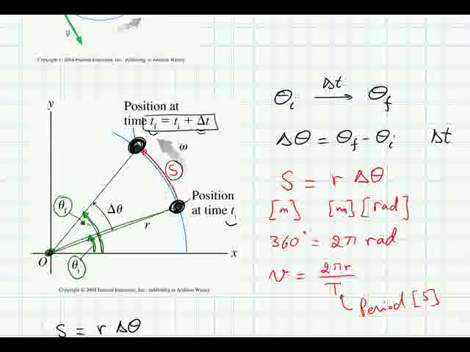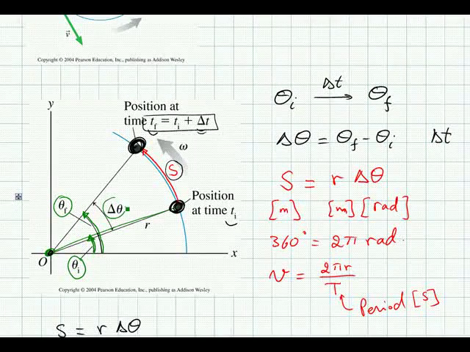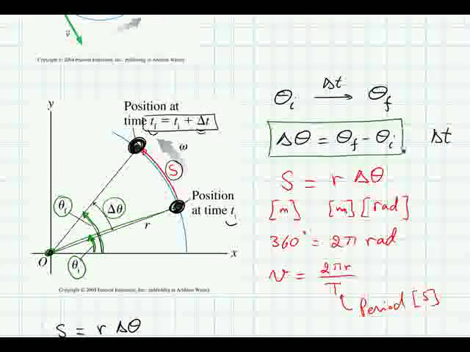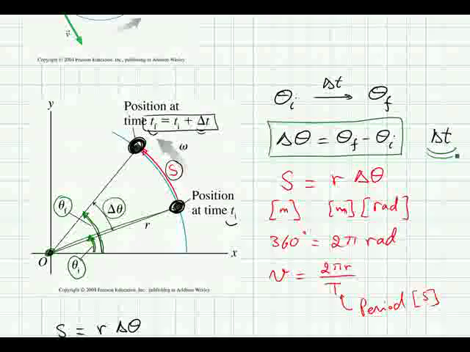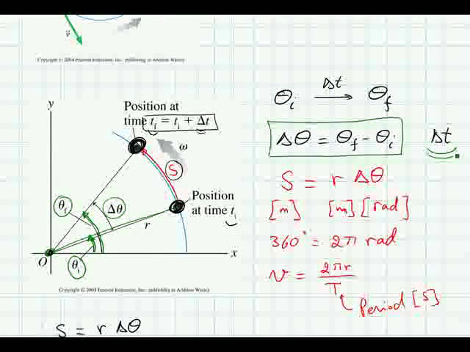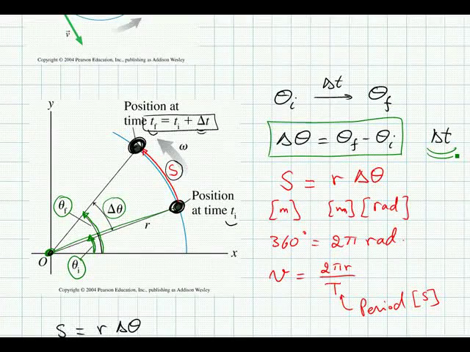Now we can talk in terms of delta theta as being the angular displacement of the object over time delta t. So delta theta is theta f minus theta I. So delta theta is the angular displacement that the object goes through in time delta t.